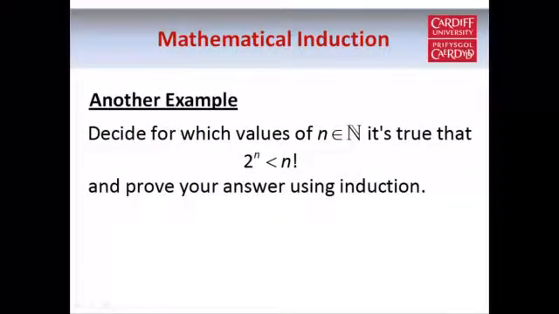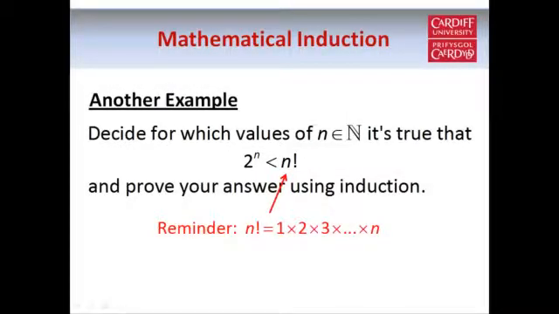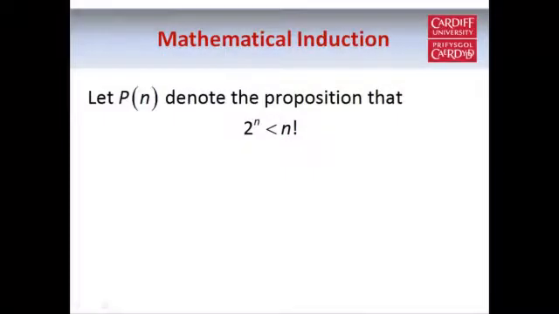It's slightly different this time, and this time we have an inequality instead of an equality. And we have to start by working out which values of n this inequality holds for, and then we have to prove our answer using induction. So the inequality says that 2 to the power n is smaller than n factorial. And just as a reminder, n factorial is defined as the product of the first n natural numbers. So to start off, let Pn be the propositional statement that 2 to the power n is smaller than n factorial, and let's just try some specific values of n to see what happens if n is a small number.